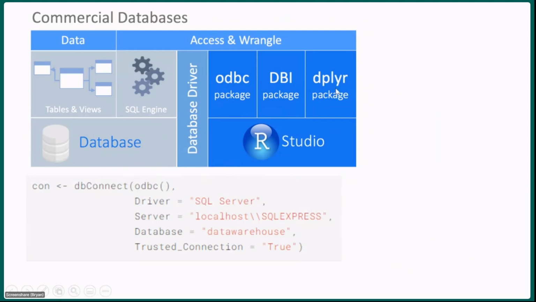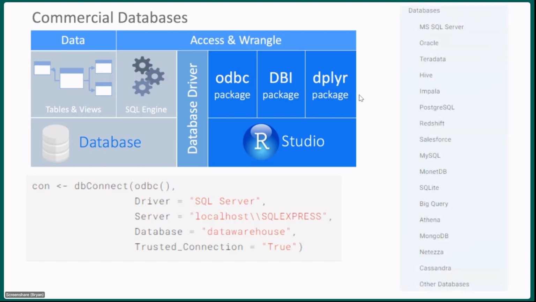What dplyr is doing is translating the actual SQL code that dbi is then sending. So dplyr is what you're actually writing in, creating the operations in, and then that gets sent to the database via the dbi package. That's how these interact with each other. There's a lot of different databases that are supported currently. So here's a list of the different databases that are supported.